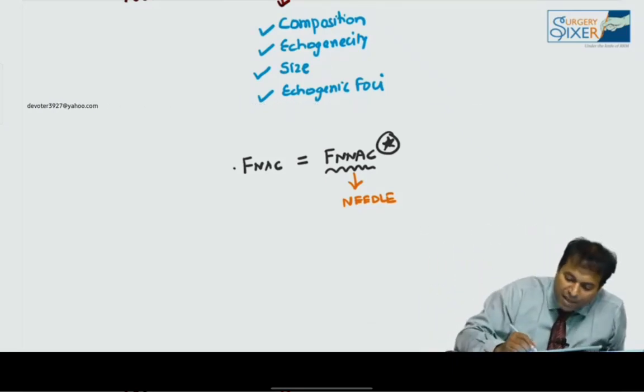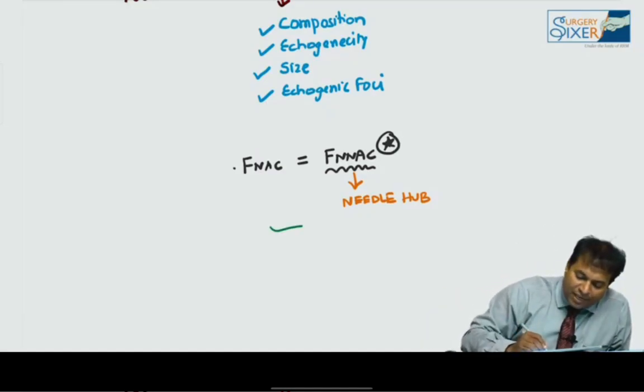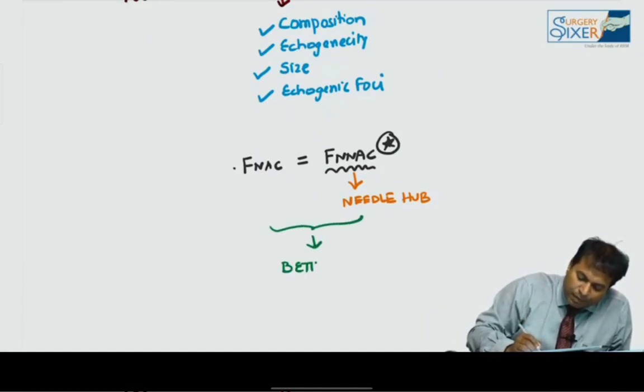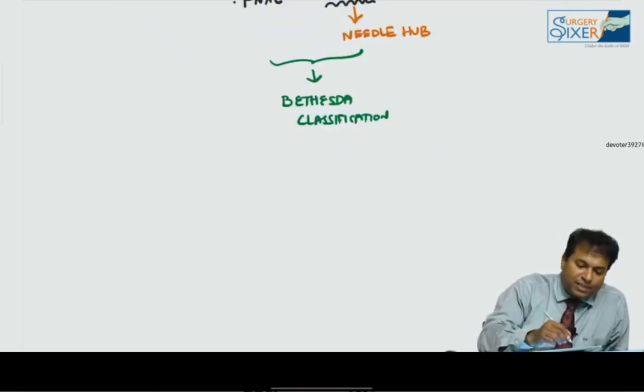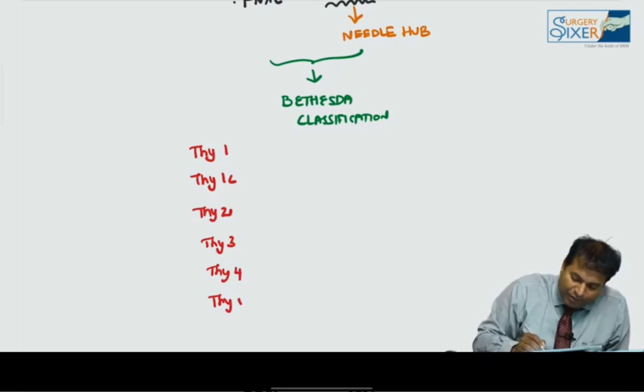So now the needle hub is having the tissue. The tissue will now get laid out on the slide. This is known as FNAC, and with this FNAC we have a classification known as the Bethesda classification of thyroid swellings, in which the types are Thy1, Thy1C, Thy2, Thy3, Thy4, Thy5. These are the types of Bethesda classification.